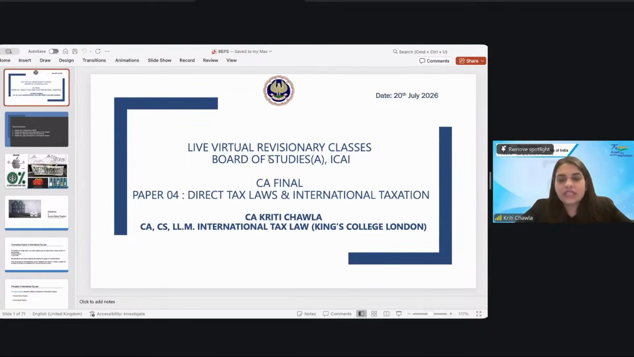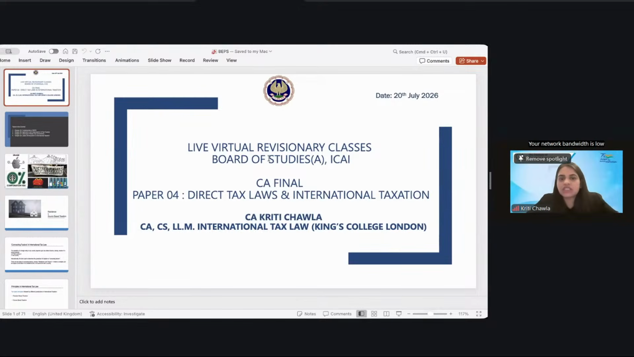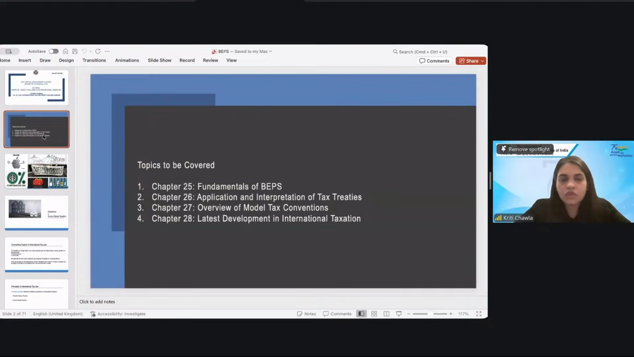Today's from paper 4, which is direct tax laws and international taxation. Before we get started, I am CA Kriti Chawla and I shall be taking up these four topics for you guys. So today we will be talking about chapter 25, which is fundamentals of BEPS, which is base erosion and profit shifting. So today we'll start with talking about what exactly is base erosion and profit shifting.